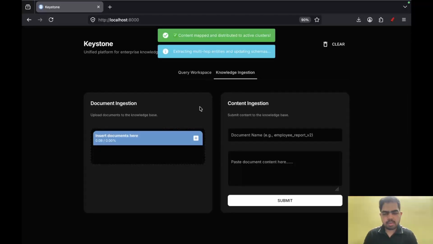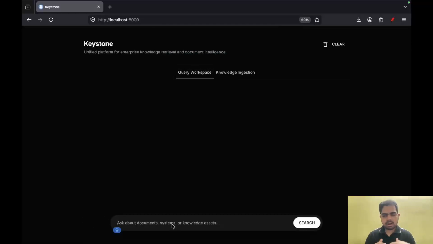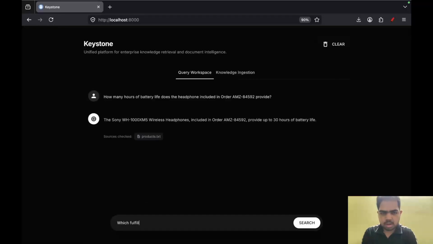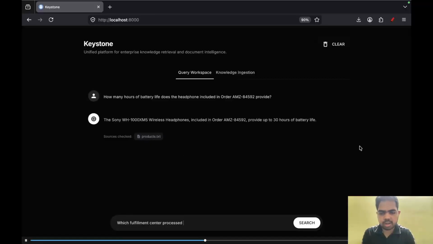Now in the query workspace, we will ask certain types of questions so that not only is the particular answer retrieved, but the cross relationship between them is also shown. I am writing the first question. After it is written, it will take some time to think about it, and it will provide the relevant answer. Here, the source tagged is products.txt.